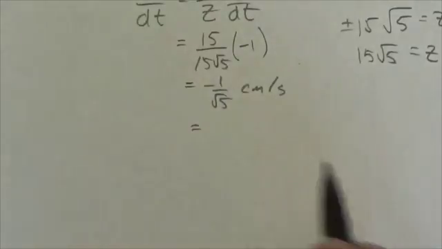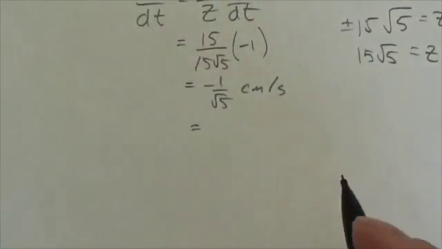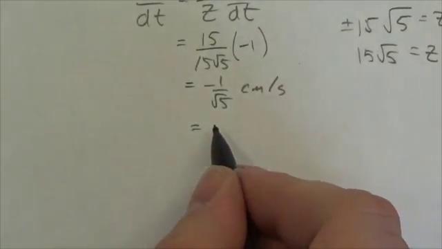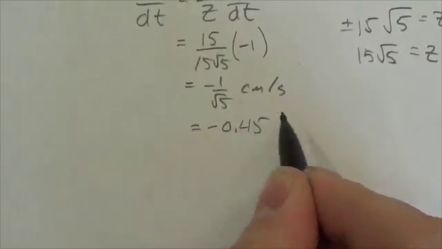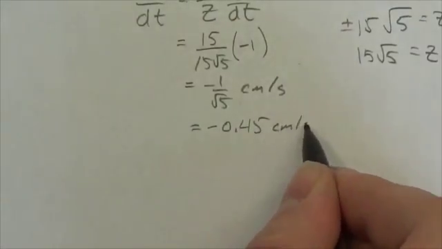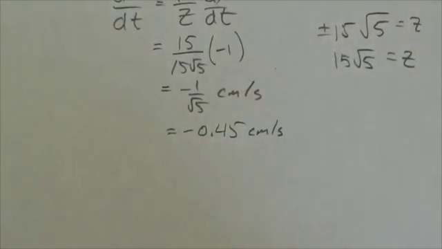Now, because this doesn't really communicate to us exactly what's going on here, it's a little hard to see. Think of it more like this. This is going to be negative 0, and to the nearest hundredth, that'll be negative 0.45 centimeters per second. That probably gives you a better understanding of how quickly that distance is changing.